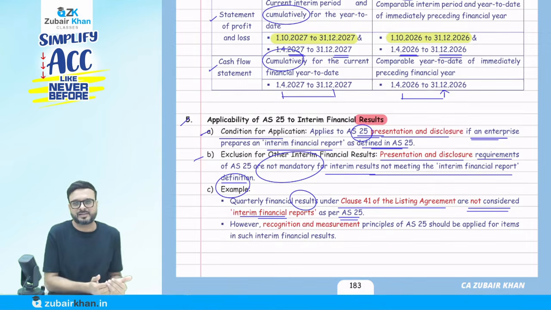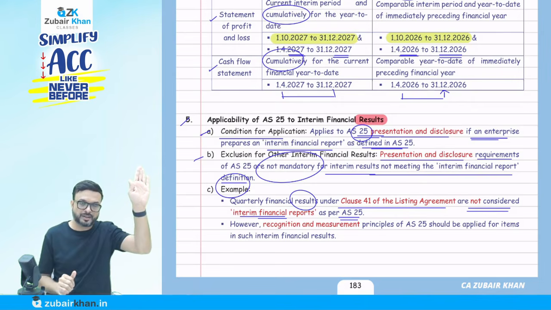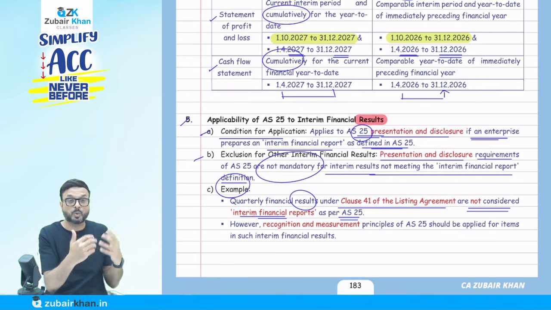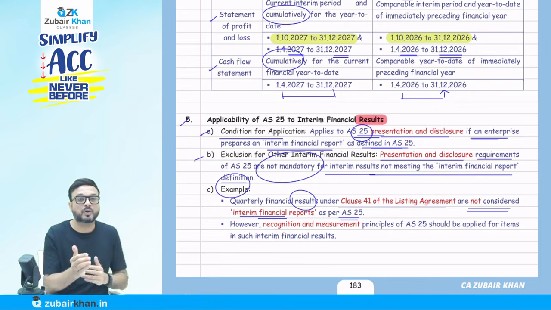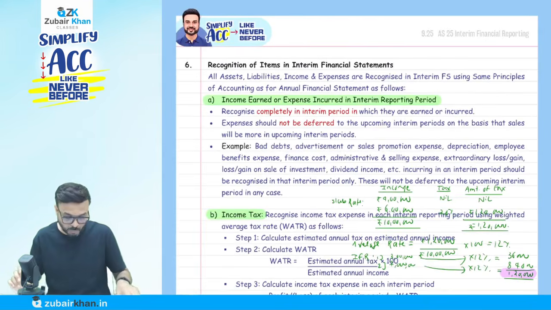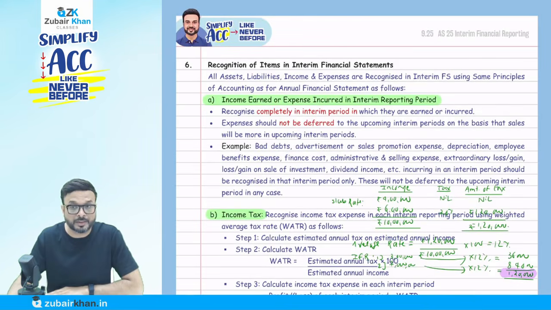Basically, they are saying the AS is not applicable for presentation and disclosure if there is a separate law which talks about it, like clause 41 says. So I will follow that, no problem. Obviously, the law overrules. If there is a contradiction between the law and the AS, we have to follow the law. Now, very important discussion. We'll do that now. A question on this is going to come in the examination.